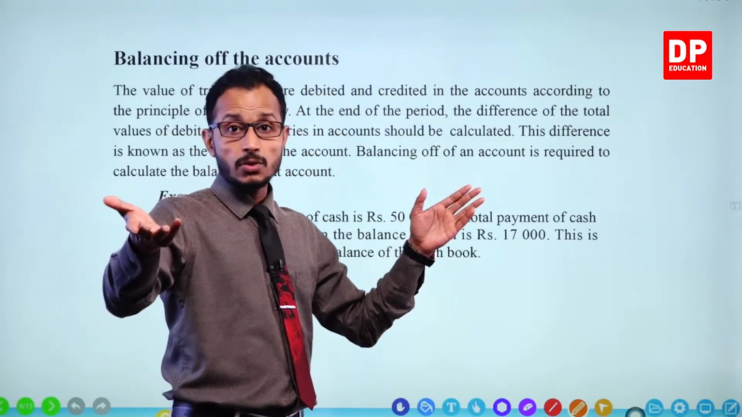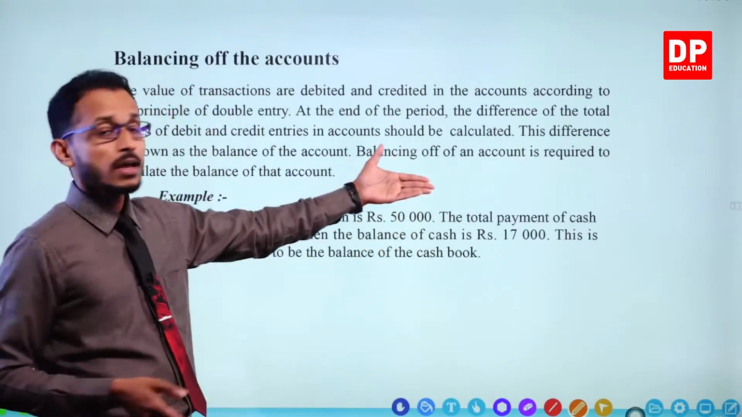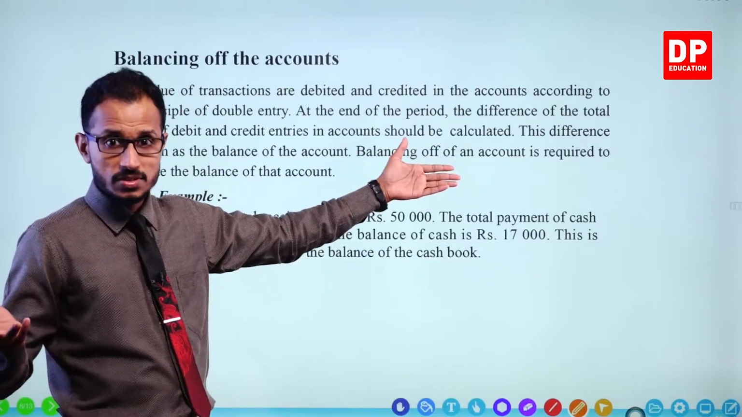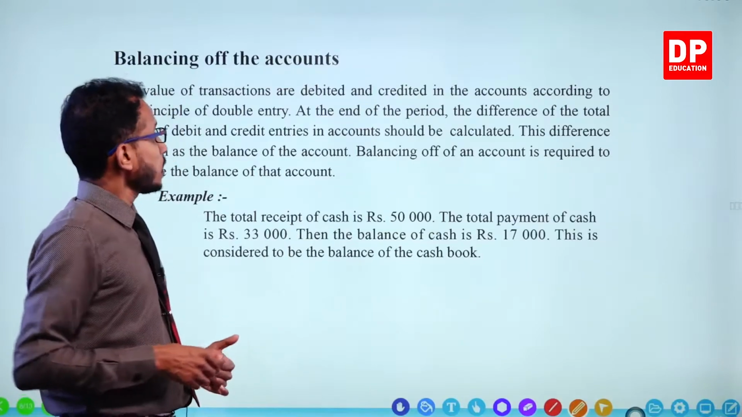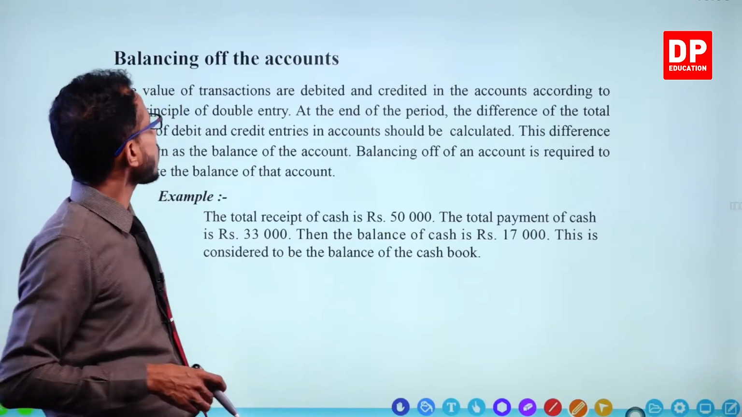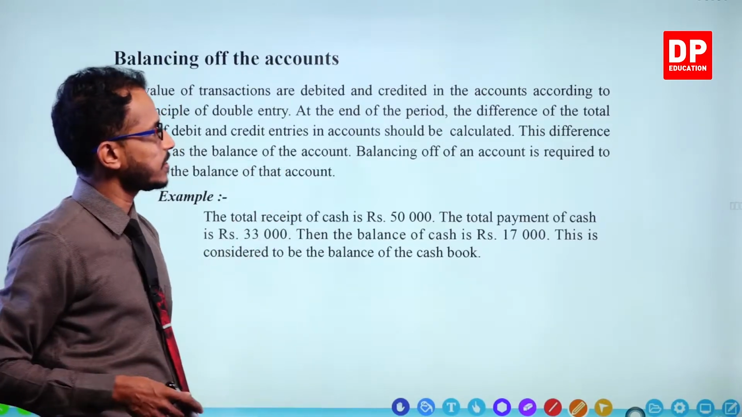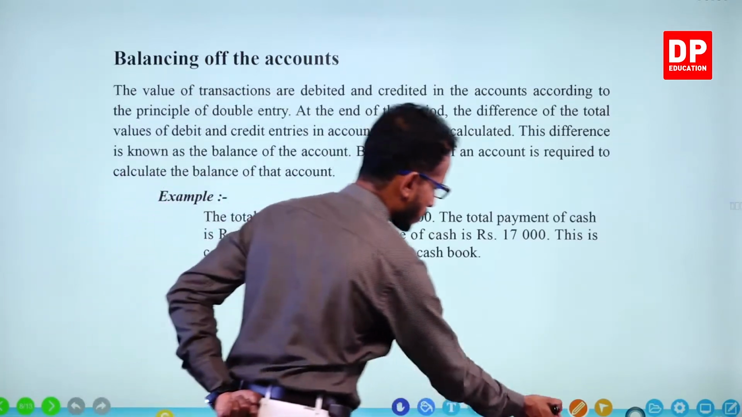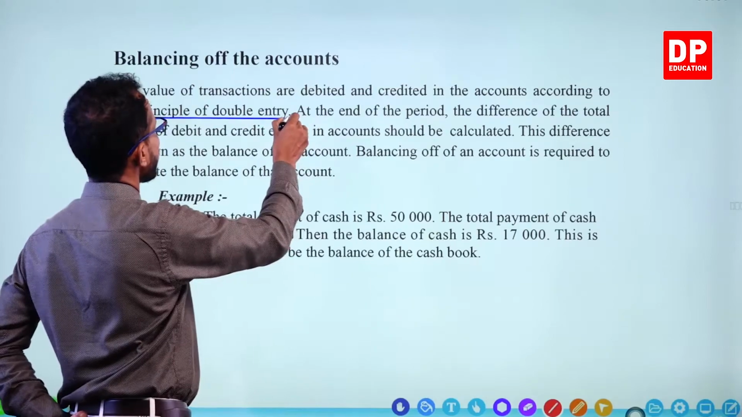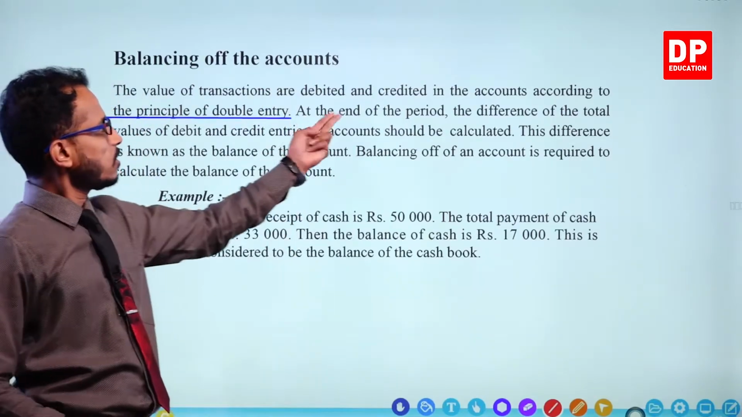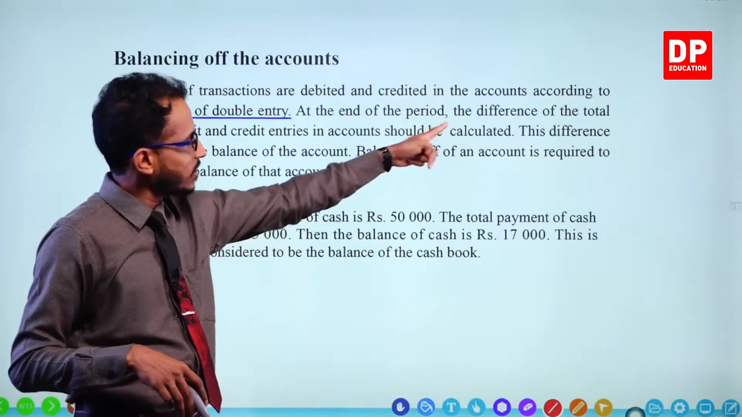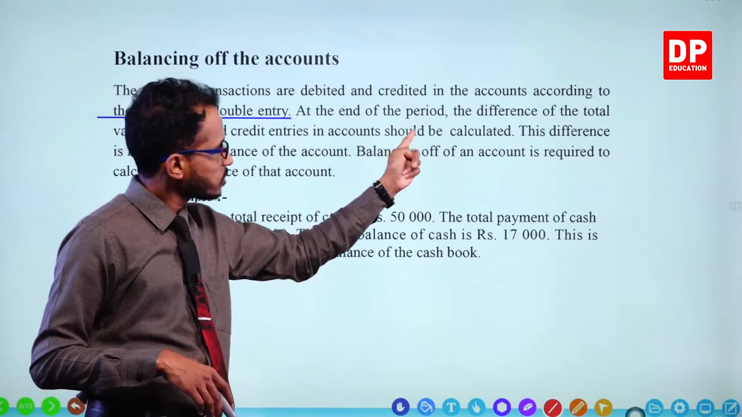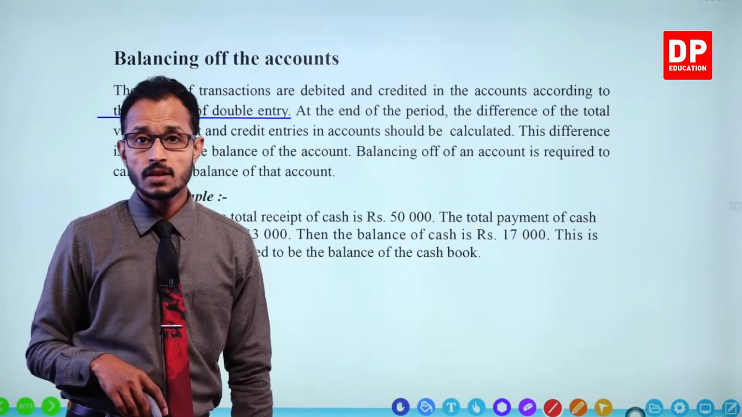I'm telling you a lot about balancing accounts without even reading the note. So let's first read the note. Let's read out, children. The value of transactions are debited and credited in the accounts according to the principle of double entry. At the end of the period, the difference of the total values in the debit side and credit side in the accounts should be calculated. The difference.